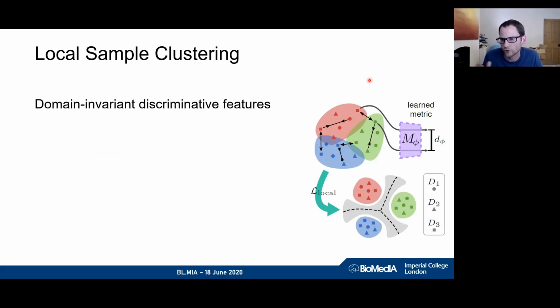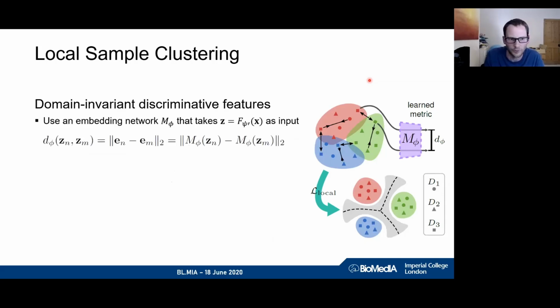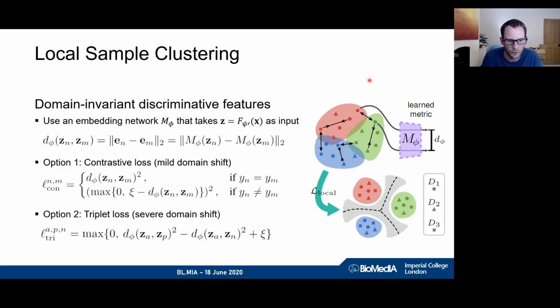The second part of the loss is a local sample clustering, which is very related to semi-supervised learning, if you want, or recent work on contrastive learning. We did use a contrastive loss as one option, or a triplet loss. And here the idea is that you now say samples that are from the same class but different domains should still locally cluster together. For that, you use a small extra network that computes a Euclidean distance between them after you pass them through that network. So it's a metric learning approach.